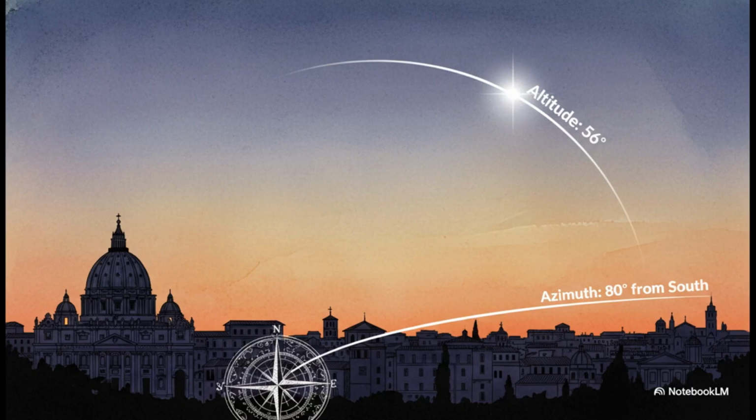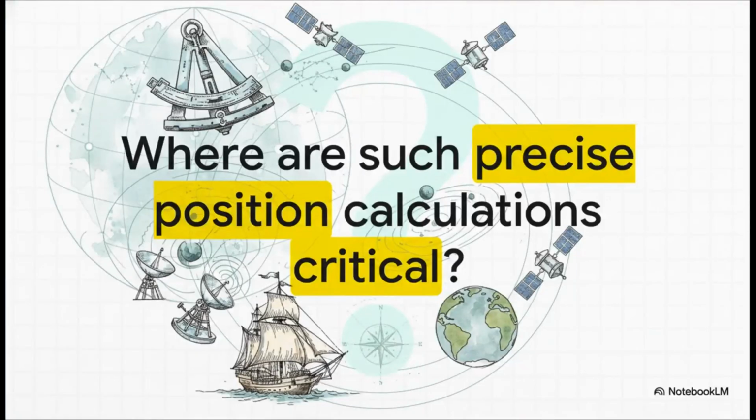The azimuth of 80 degrees, measured by astronomical convention from the south point towards the west, tells you exactly which direction to face. It places the star squarely in the southwestern part of the sky. This is the magic of the parallactic triangle. It takes these abstract celestial coordinates and turns them into a tangible, observable reality for any person, anywhere on Earth. And that concludes our analysis.